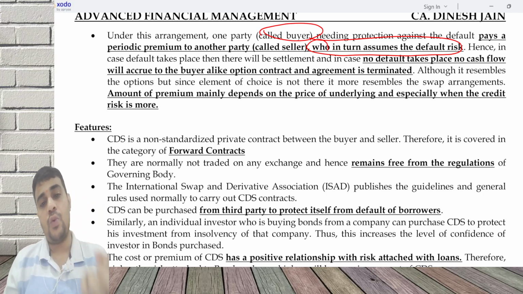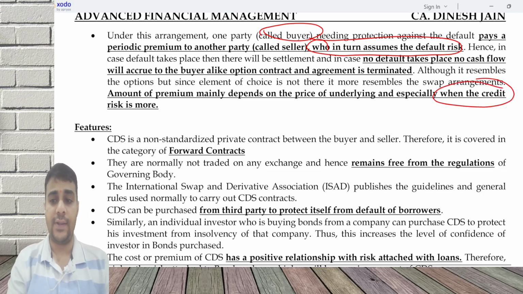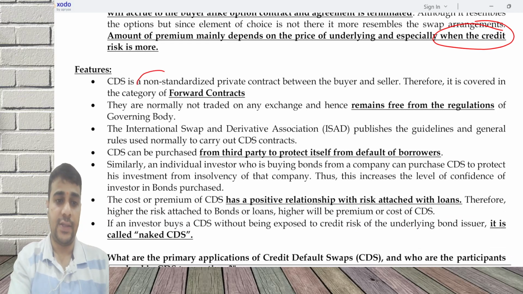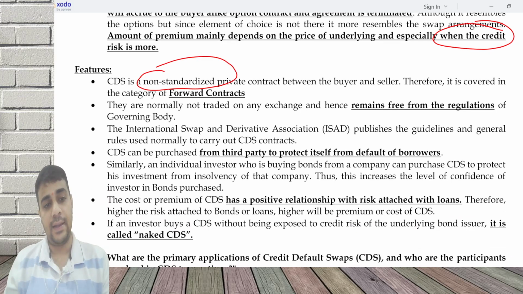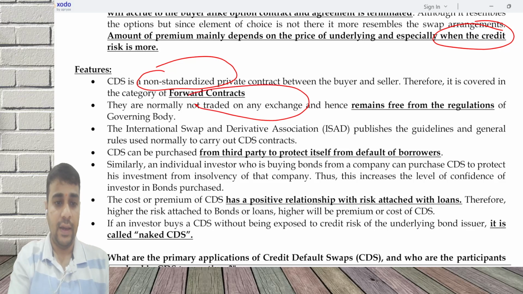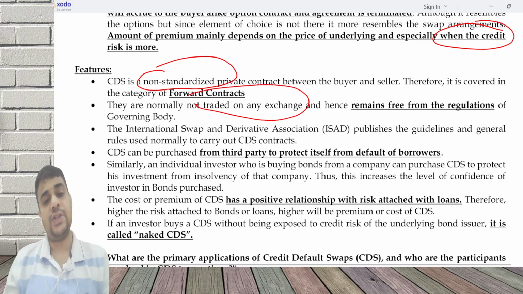Premium depends on how risky is that underlying reference entity. If more credit risk is there, premium will be on the higher side. It is non-standardized. What is non-standardized? It is a customized product between the buyer and the seller. So you can say this is more of a forward contract rather than futures contract, not traded on any exchange. You have the International Swaps and Derivatives Association, ISDA, which gives out the regulations for this.